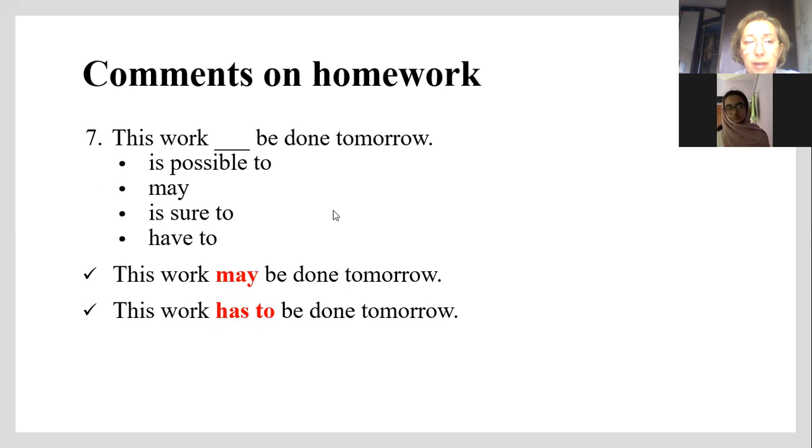And number 7, this work be done tomorrow. We can choose this work may be done tomorrow, or this work has to be done tomorrow. So both are possible. Okay, is everything clear about the homework?